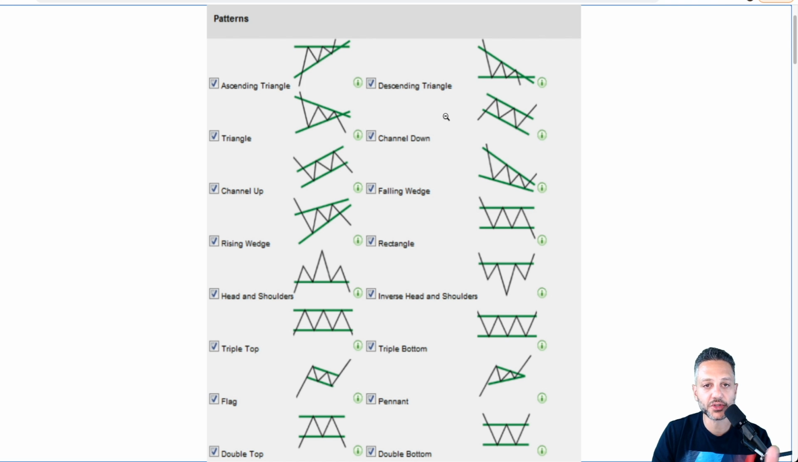Otherwise, you can just Google chart patterns in Google, and you could pull up something like this. Now, why do we draw patterns?